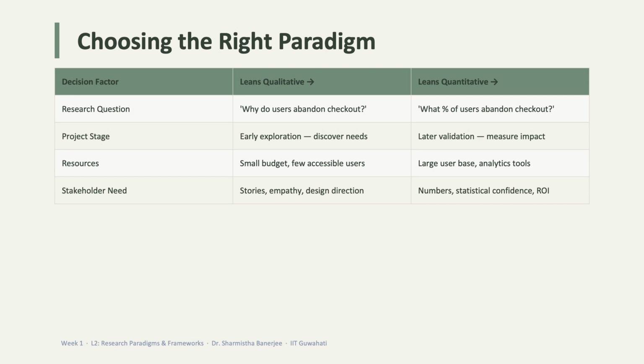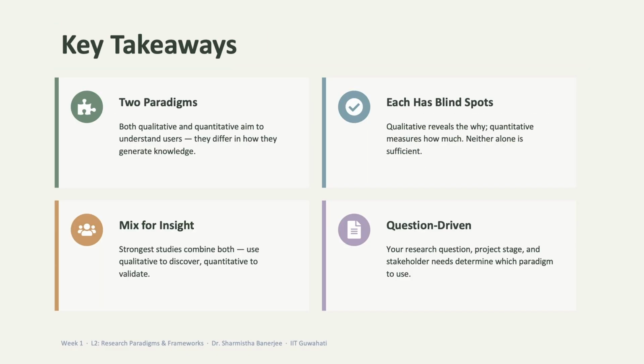You also have to consider what your stakeholder needs, the client maybe, for whom you are doing this. If your client is interested more in stories, empathy, design directions, then qualitative research is what you need. If your client is more interested in numbers, statistical confidence and return on their investment, then quantitative is the method to go ahead with. So the key takeaway from this lecture is there are two paradigms but one goal.